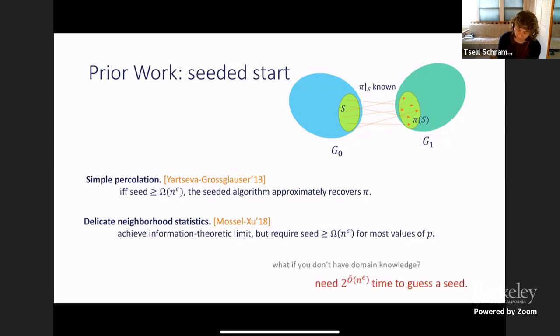And if you're in our setting where we assume that you don't have any domain knowledge, you don't start with a seed, then all you can do for these algorithms is guess a seed, right? So that requires choosing some subset of vertices here and then guessing which set they map to here, and that should take time exponential in the size of the seed. So prior to our work, all that was known was sub-exponential time algorithms for most values of p.